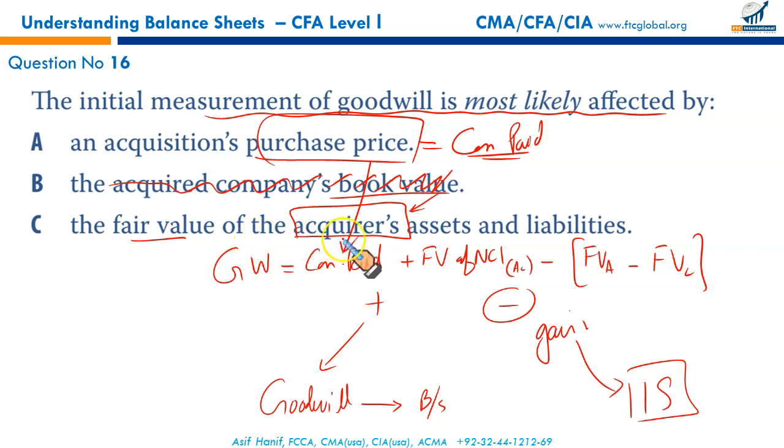The fair value of the acquired assets and liability would have made it a right option, but the word here is acquirer, so you have to be very careful. That's how the examiner can dodge you. You will definitely click C. Fair value is a part of this, so you might click C, but this is wrong. It's acquirer's assets and liabilities.